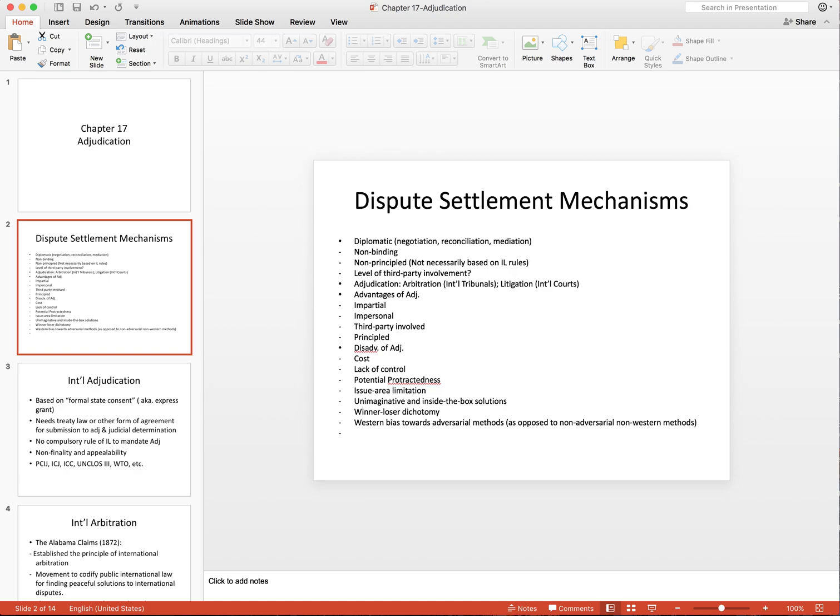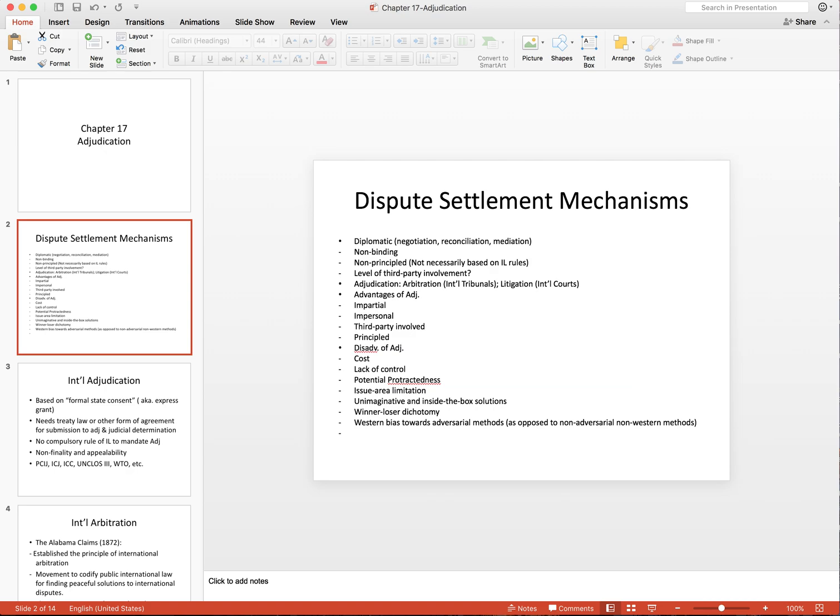So normally, if negotiation, reconciliation, or mediation don't work out, states move on to next stages of dispute settlement, which is called adjudication. Now, adjudication has two different components. It could be done through arbitration and international tribunals or through litigation and international courts.